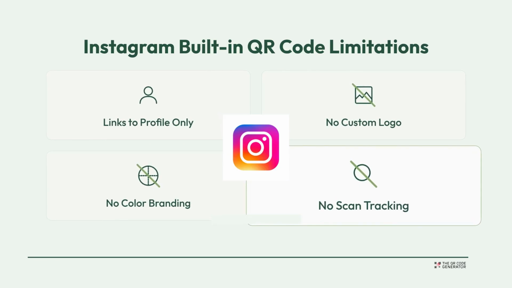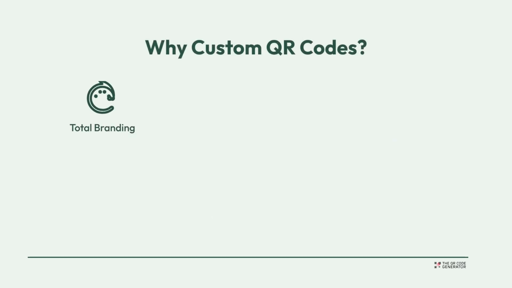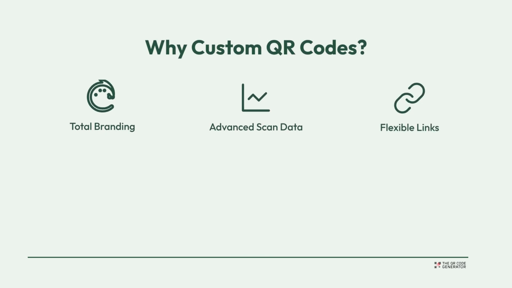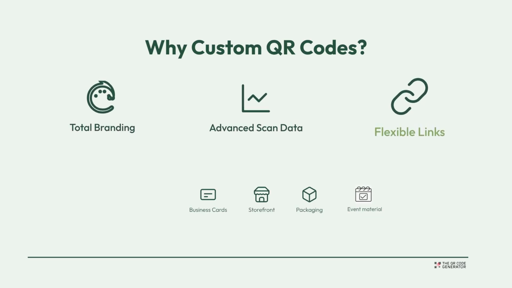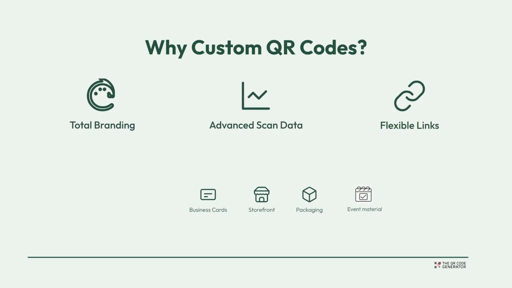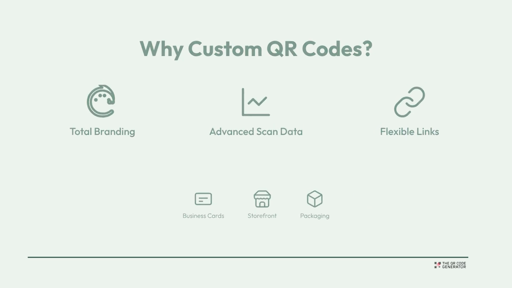So if you're a business or creator trying to grow your Instagram through physical marketing, the built-in code gets you about halfway there. What you actually need is a custom QR code, one that links to whatever Instagram content you choose, carries your branding, and gives you scan data so you know what's working. You create it once, put it on your business cards, storefront, packaging, event material, anywhere someone might see it. They scan it, they land on your Instagram profile or a specific post, and they follow you right there. The whole setup takes about 5 minutes.